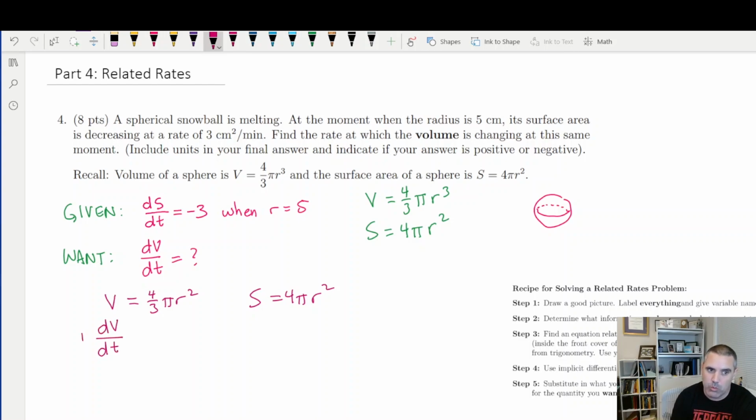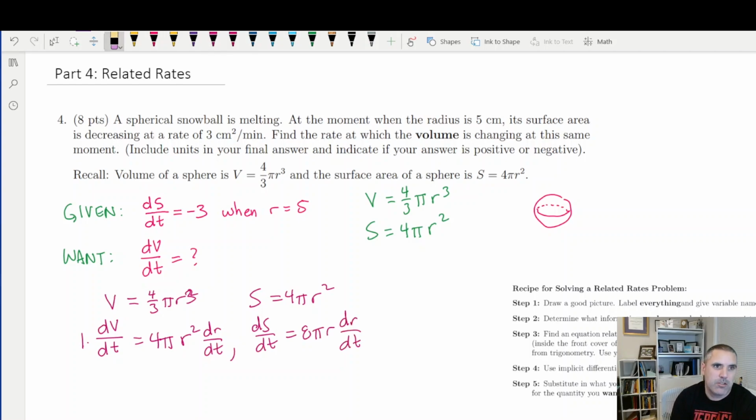The derivative of this is just 1 dV/dt. The derivative of this is, see, I miscopied. The derivative of this is 4 pi r squared dr/dt. There's that implicit differentiation and chain rule. This is going to be 1 times dS/dt. And this is going to be 8 pi r dr/dt.